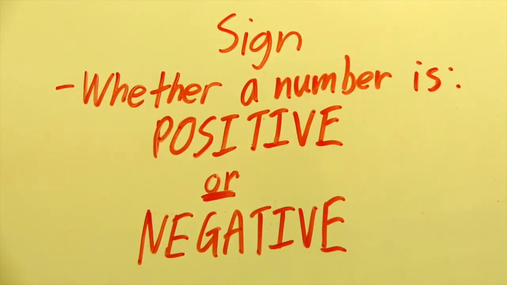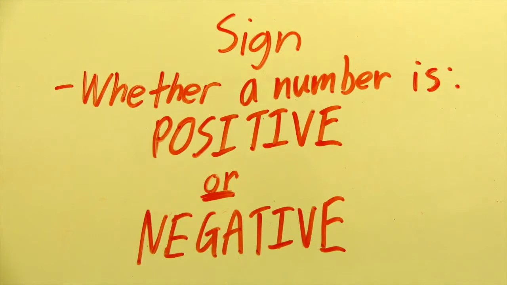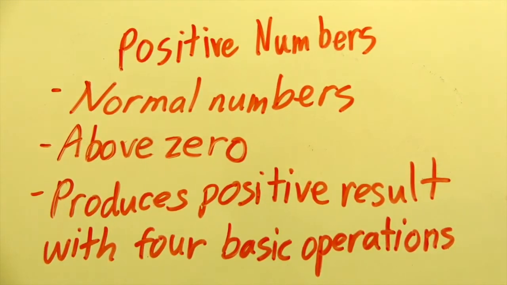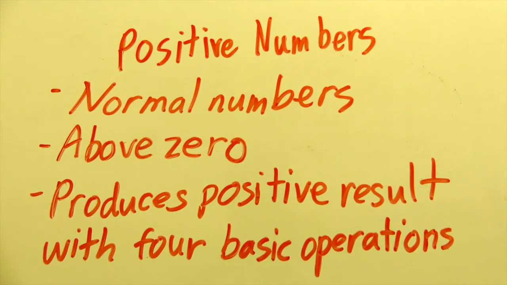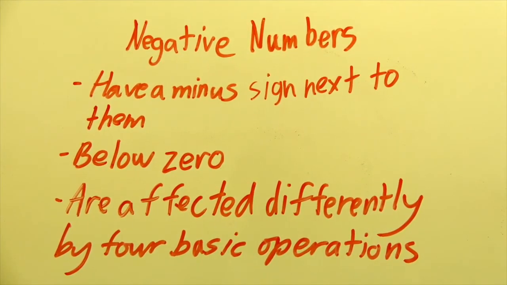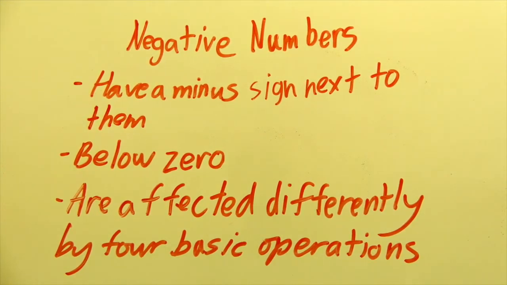The sign of a number is whether a number is positive or negative, so above 0 or below 0, respectively. Positive numbers are your typical number. They are the ones you learn from preschool. They are above 0, and they always produce a positive result with the 4 basic operations, that is, addition, subtraction, multiplication, and division. Negative numbers are a little different and are more quirky. They have a minus sign next to them, they are below 0, and are affected quite differently by the 4 basic operations. I'll talk about them in the next video.